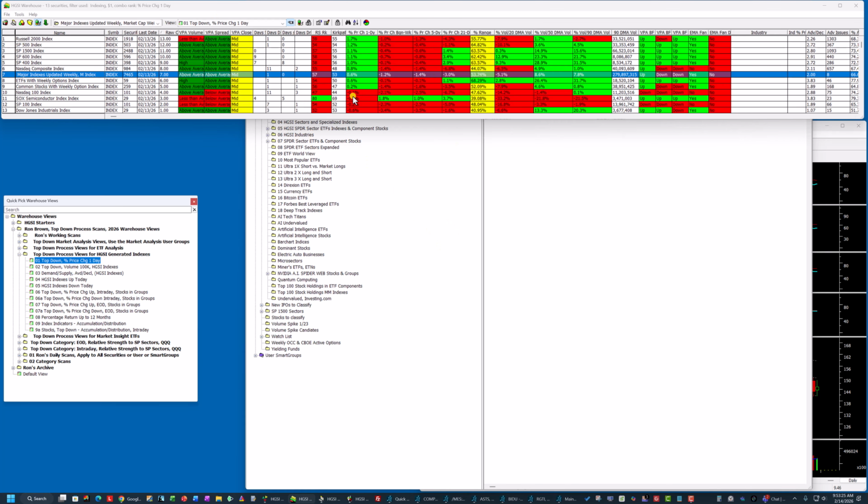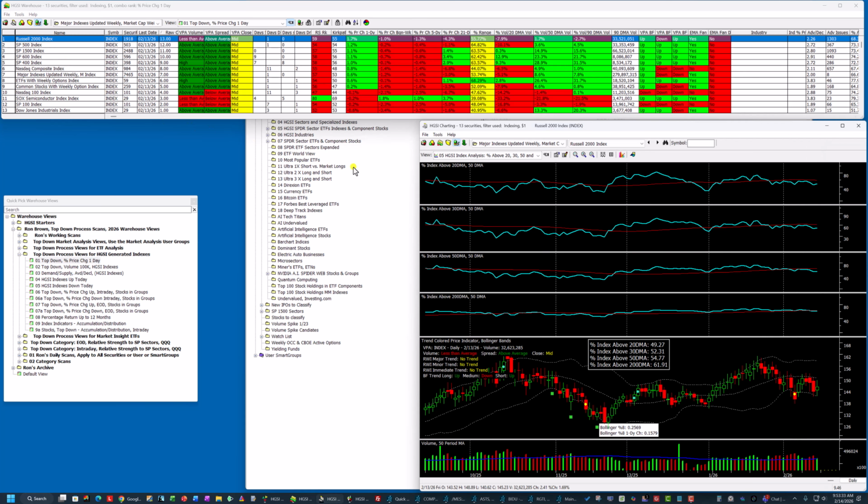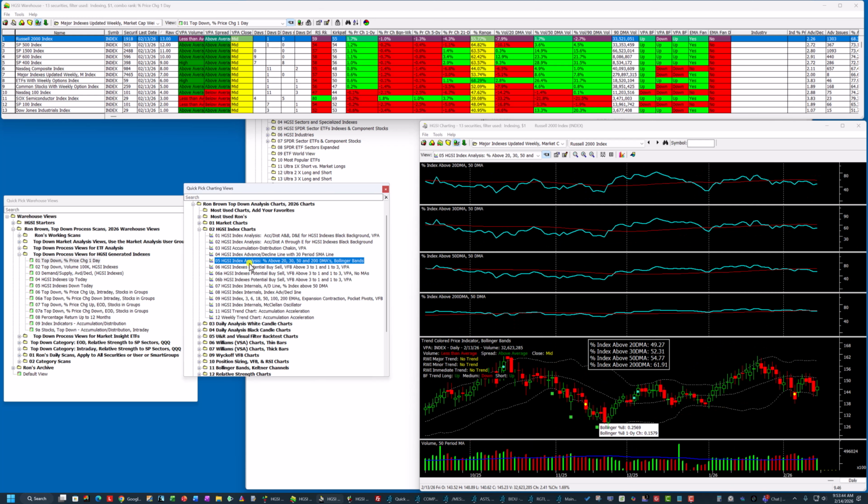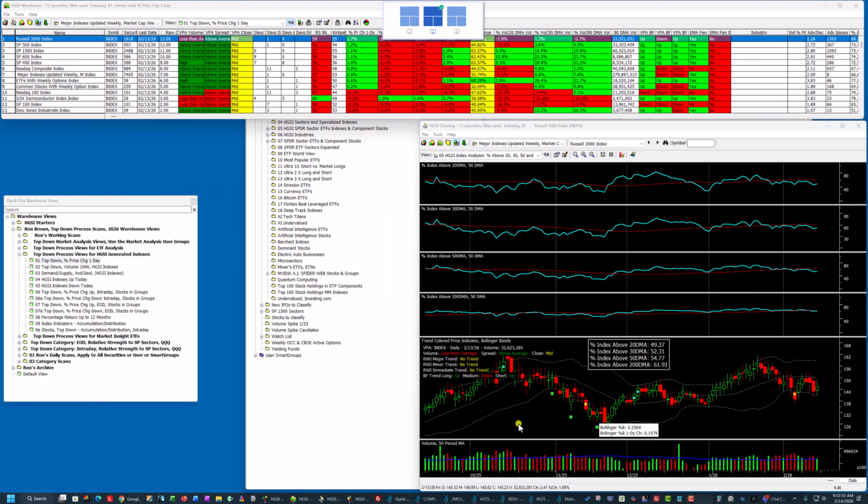Now, what this allows me to do, well, let me bring up a chart first here. Let's just start with the Russell 2000 on top. Now, this is a chart I'm using. It's in my HGS index charts, and it's chart number 5, the percentage above the 20, 30, 50, and 200-day moving averages. I've covered this many times, but I'm just going to show you how you can see a little more detail and how you can visually compare what's happening with the indexes.